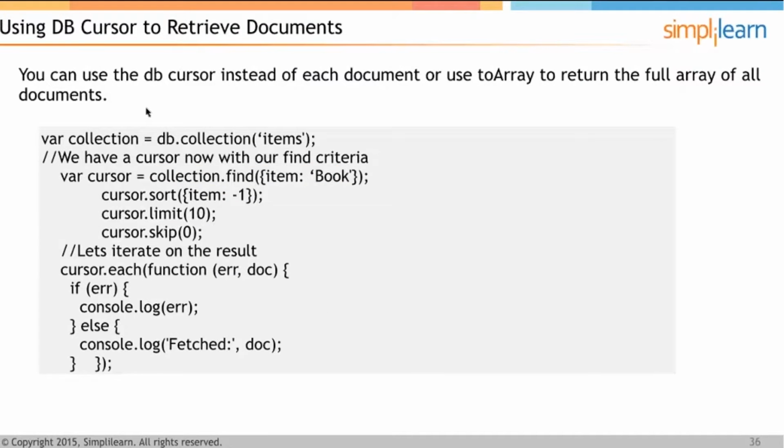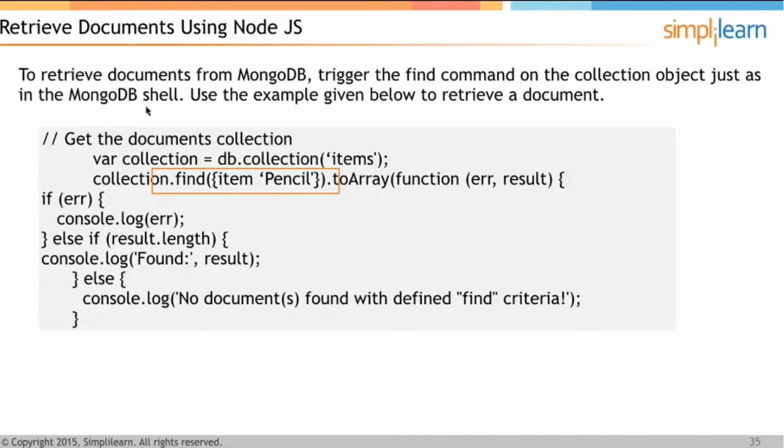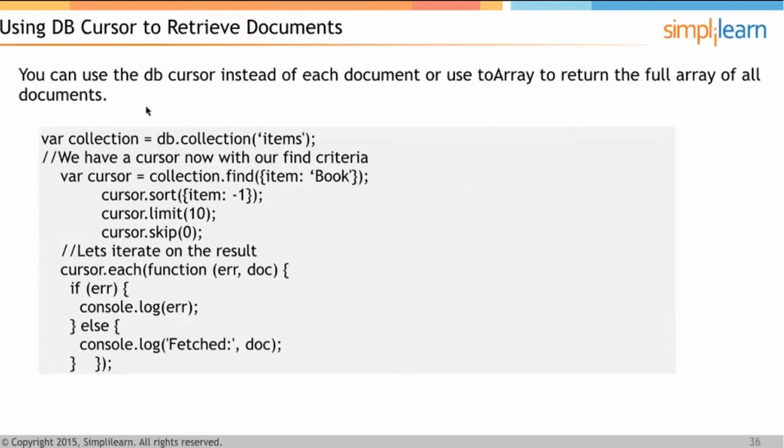Now, how can I retrieve documents using a DB cursor? This we retrieve just by using a simple collection.find method. If I have to use a cursor, what I can do is use the DB cursor instead of each document, or use toArray to return the full array of all the documents. Here, var collection is equal to db.collection items. My collection variable has the items collection right now.